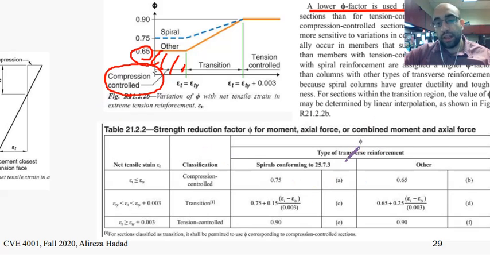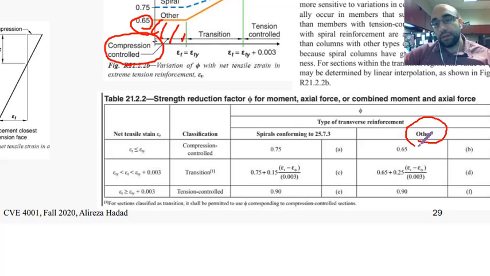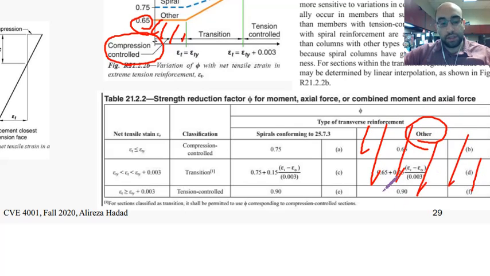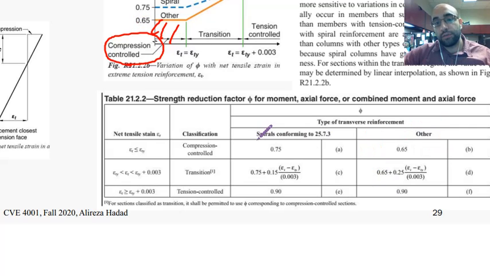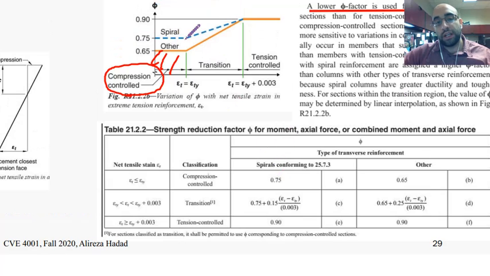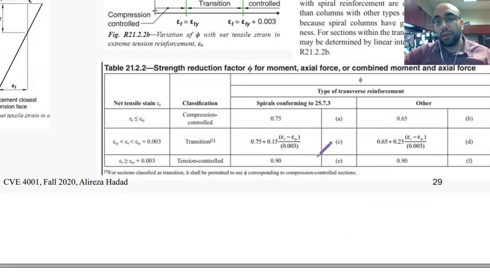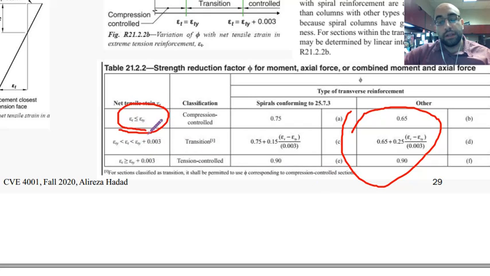If you want to use the table, this is the column that we need to use. All of these are the things that we need to see, because this is for a spiral situation, and that is the equation for this dashed line. That is for columns. These are the values that we need to use for beams. We are looking at a situation where the strain, epsilon t, is smaller than the yield strain, so the section is compression controlled, and phi is equal to 0.65.